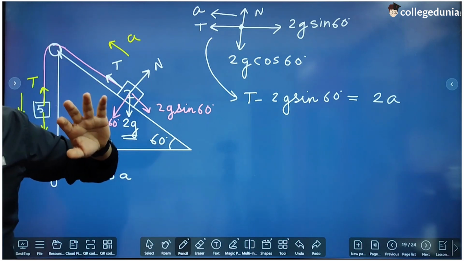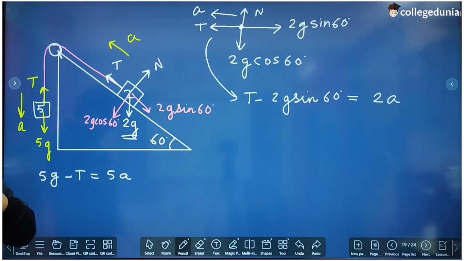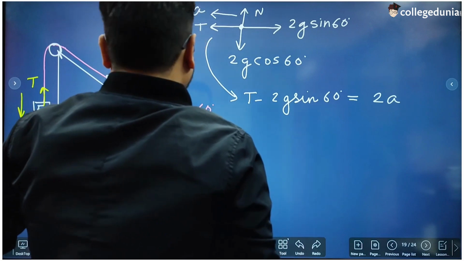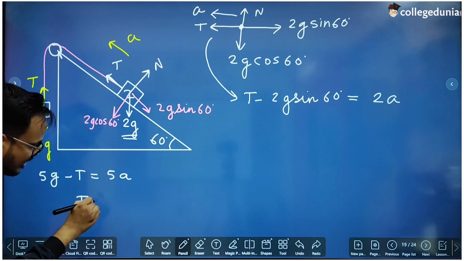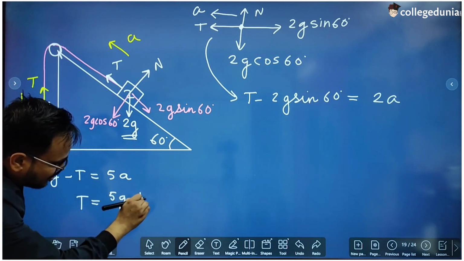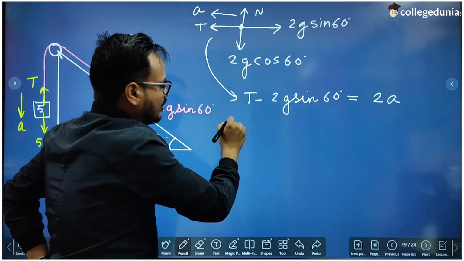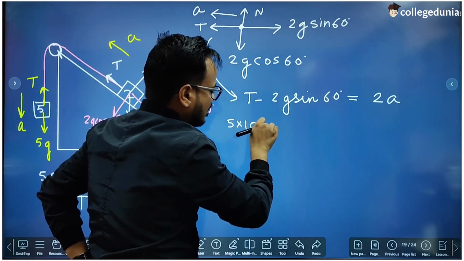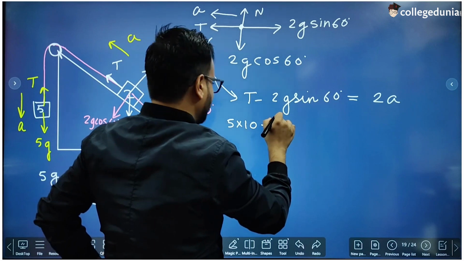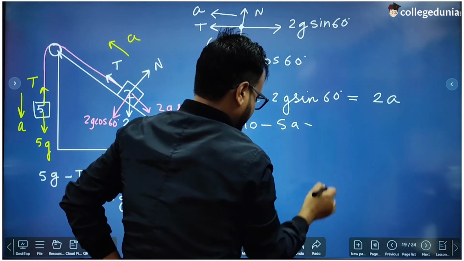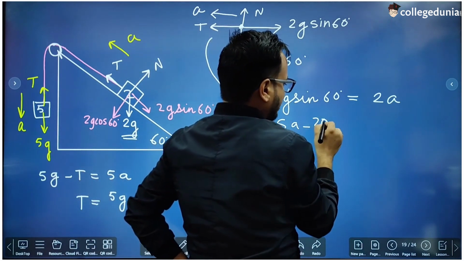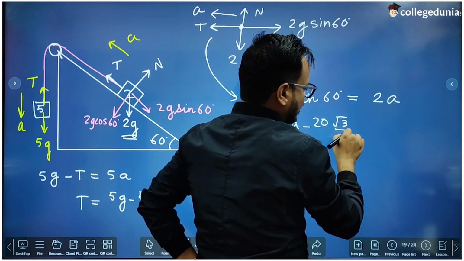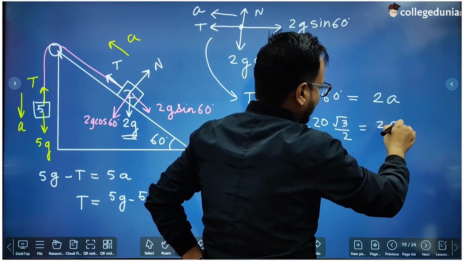So values of all these are given, so we can find the value of T and a, right? Let's just put the value of T, which is 5g minus 5a. Put the value of T here. 5g is 50 minus 5a minus 2g. g is 10. Sine 60 is root 3 by 2, equal to 2a.